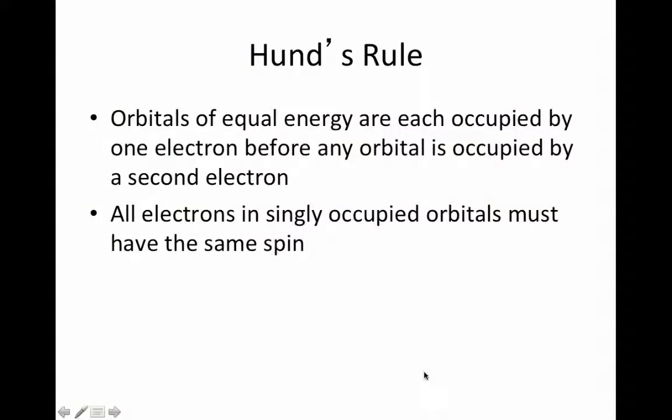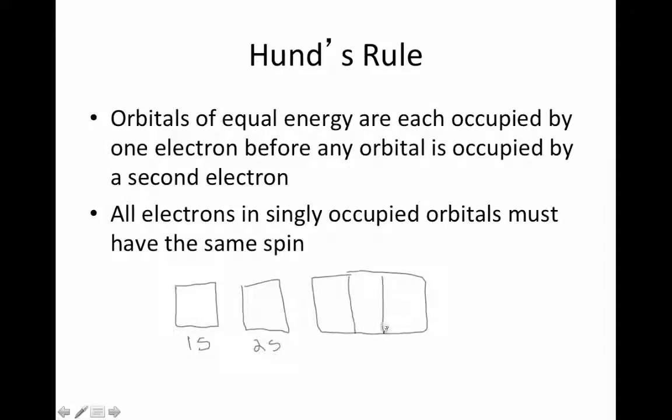All right, looking at Hund's rule, orbitals of equal energy are each occupied by 1 electron before any orbital is occupied by a second. All electrons in singly occupied orbitals must have the same spin. So let's say that we have the 1s sublevel. I've never drawn boxes before, and I realize that I am kind of enjoying it, actually. I might just continue doing that. In the 2p sublevel, after that there is a 3s sublevel. After that, there is a 3p sublevel, which has 3 orbitals.